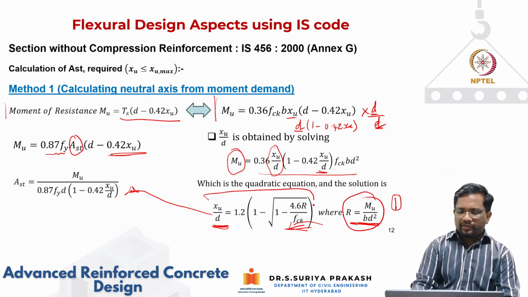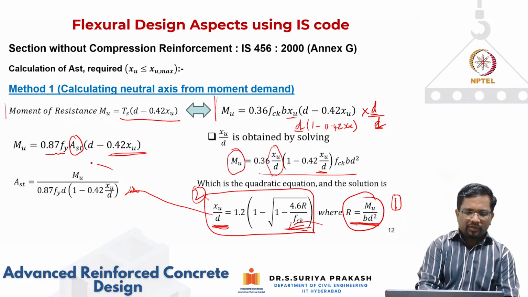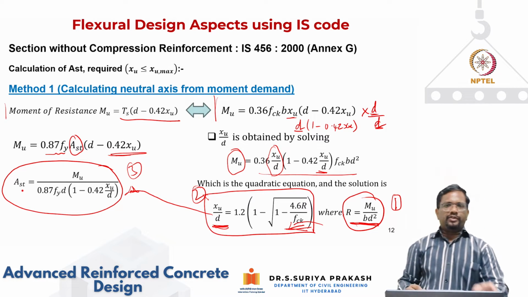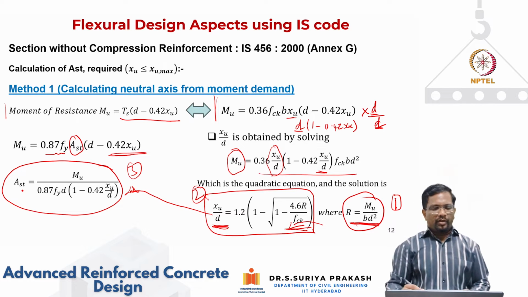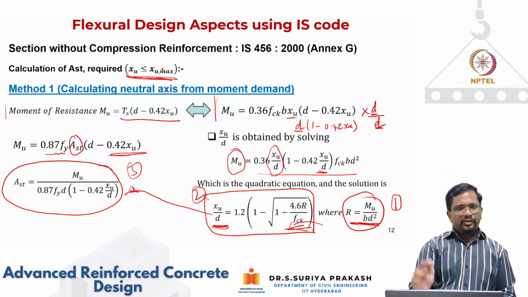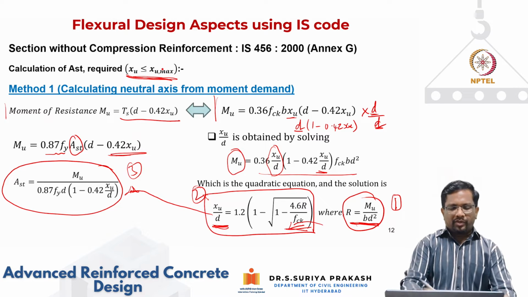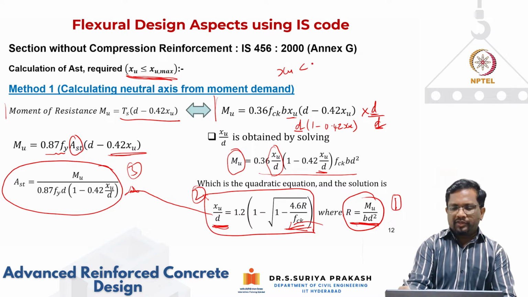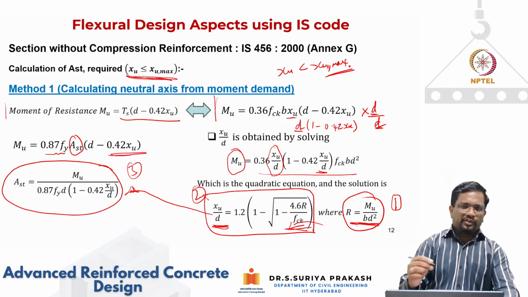Then you calculate this, your second step. Once Xu by d is known, you put it in this, and you get your third step. This is your amount of steel. So this is one way. Again, all of these assume that the steel is going to yield, right? And you have to make sure that the Xu, whatever you're calculating, should be less than your Xu max. Okay, this is your first approach.